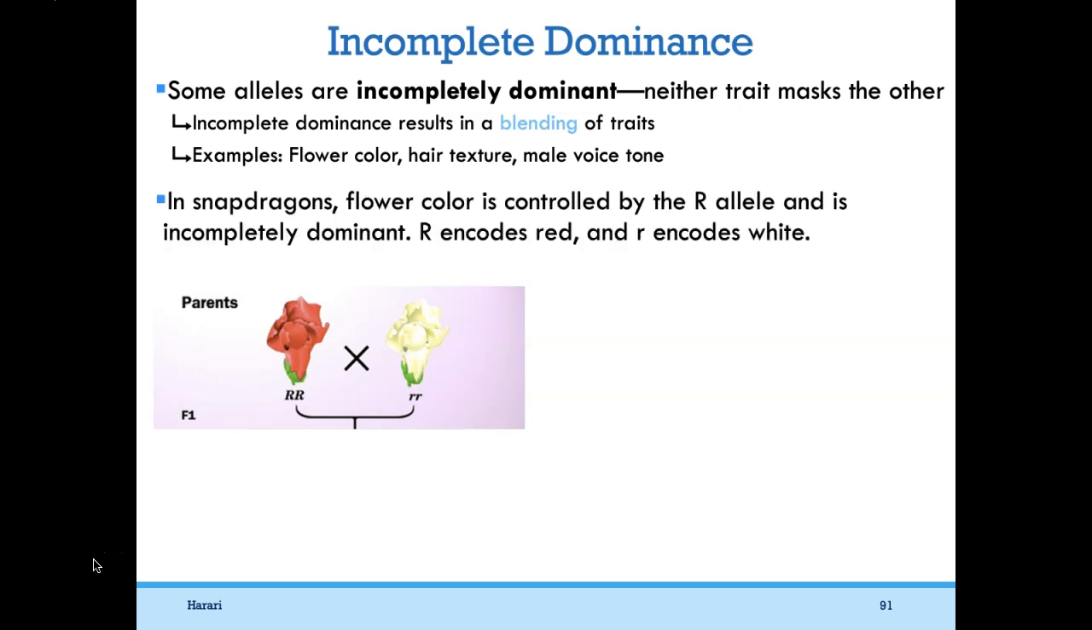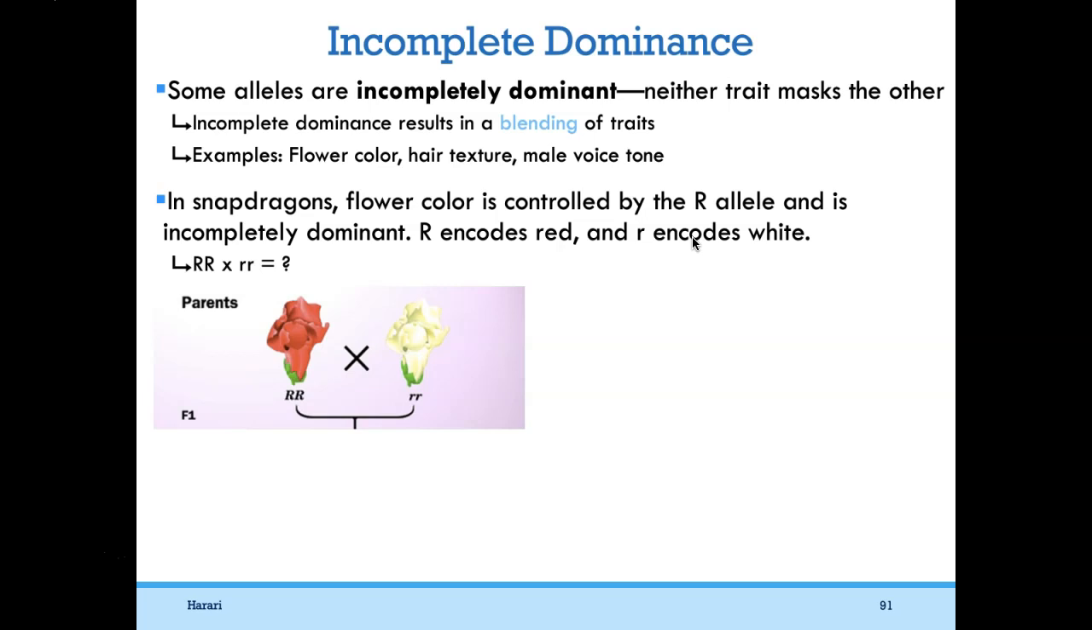So let's look at an example of flower color in snapdragons. Here we see two pure breeding flowers. One is RR, big R, and that's red. One is little r, and that is white. You are told that flower color is controlled by the R allele, and it's incompletely dominant. What do you think the F1 will look like?